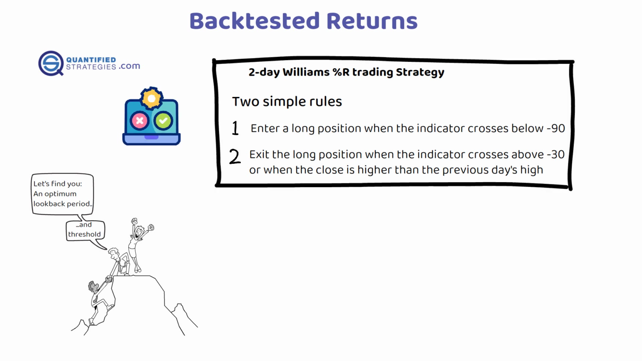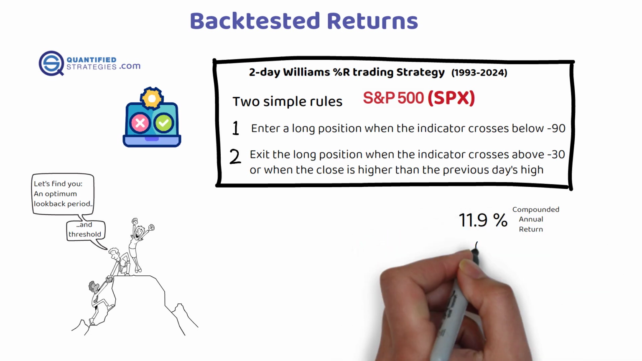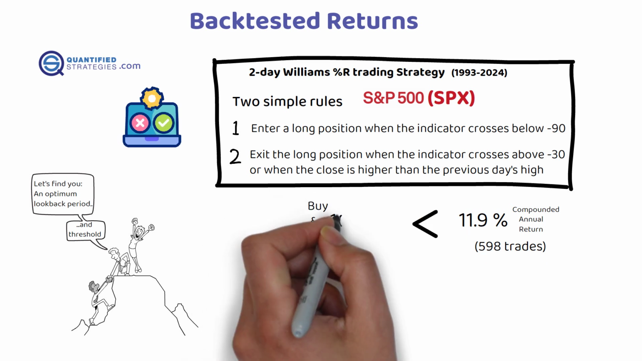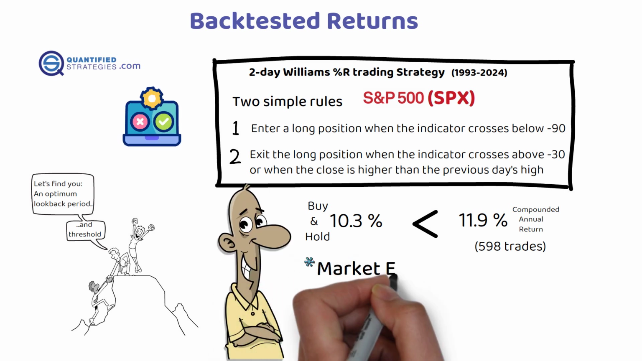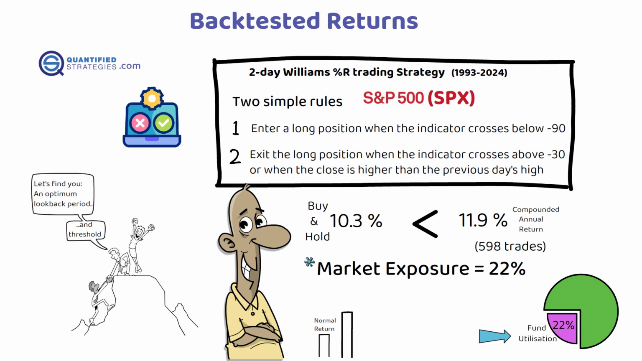The backtest, conducted from 1993 to 2024 on the S&P 500 index, or SPY, returned a compounded annual return of 11.9% over 598 trades, outperforming the buy and hold strategy, which returned 10.3%. This is remarkable considering that the strategy had a market exposure of only 22%, meaning it utilized funds only 22% of the time, leaving free available equity. Given this limited market exposure, the risk-adjusted returns of the strategy are significantly higher.